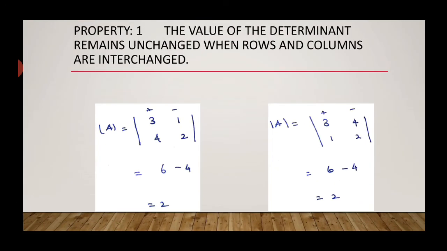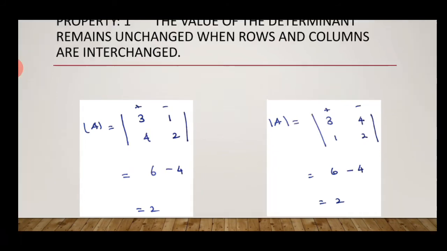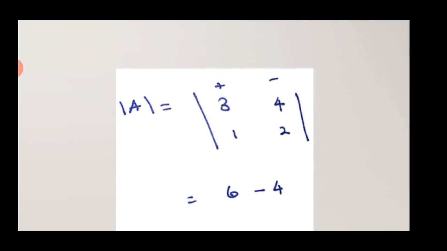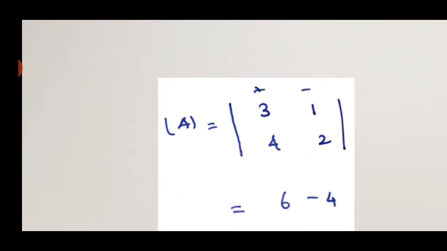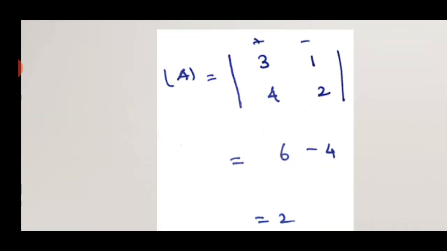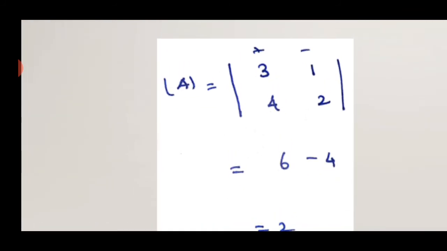So now we have got a transformation. Now it is the transpose of the first one. Now also we are going to find the determinant value. So over the first row I give plus minus sign. Now multiply the plus 3 with 2, so 6. Now multiply minus 1 with 4, so 4. So 6 minus 4, 2.